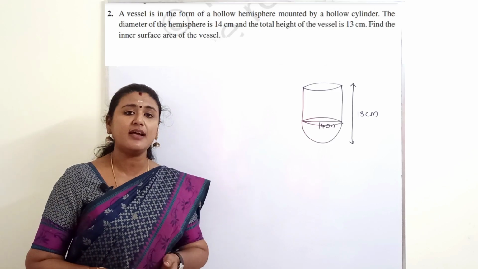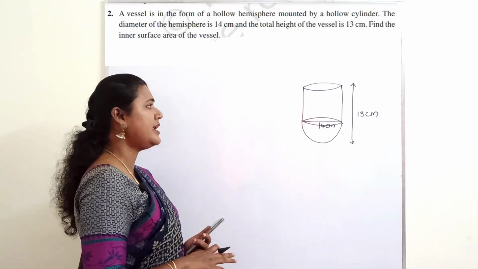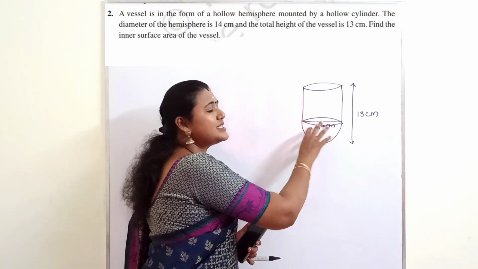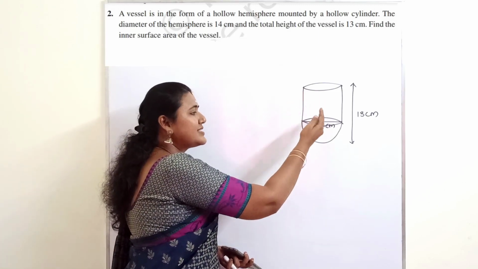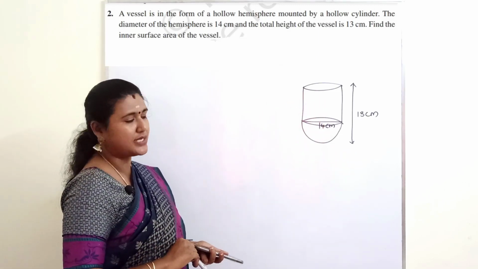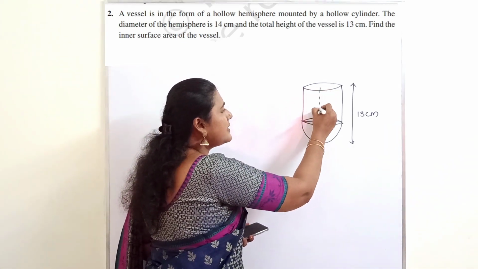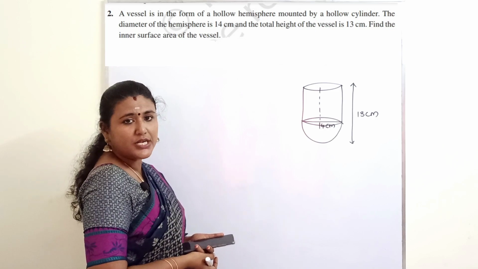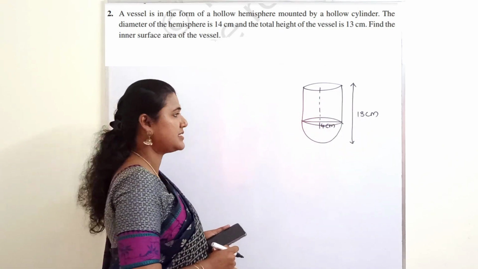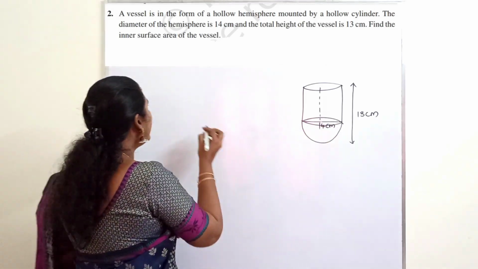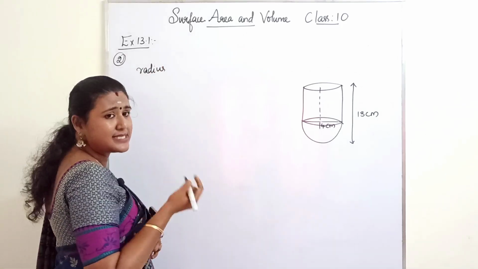We have to find the inner surface area, that is equal to the total surface area only. So how will you find the total surface area of this combination of solids? We can add the CSA of the cylinder plus the CSA of the hemisphere. Here we have to find the height of the cylindrical portion. What will be the height of the cylindrical portion? The total height of the vessel is given as 13 centimeter, and the radius of the hemisphere and the cylinder will be the same only.